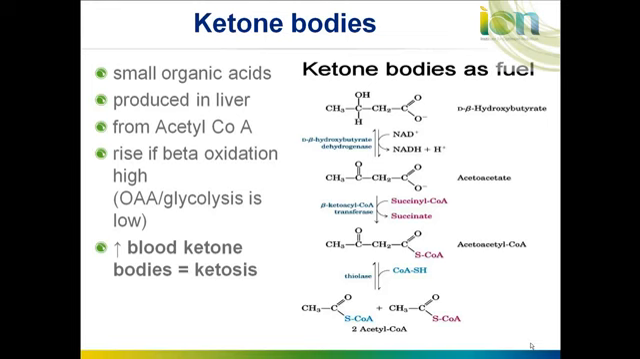So 2 acetyl CoA molecules are combined to form acetoacetyl CoA, and then you can see that the coenzyme A is removed to form acetoacetate, and then that can be interconverted to form hydroxybutyrate. If acetoacetate is in a high concentration in the blood, it'll spontaneously decarboxylate to form a compound called acetone.